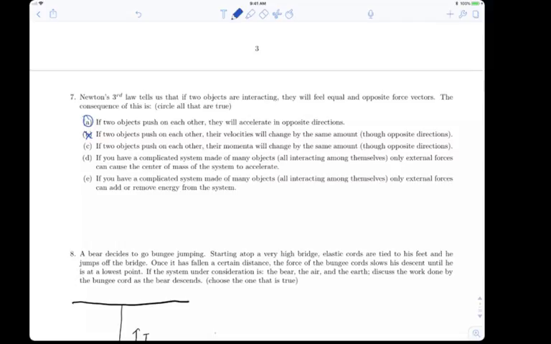Yeah, that's a consequence. If you have a complicated system with many objects, only external forces can cause the center of mass to accelerate. That's true. We didn't really focus on that too much this term, but it's true. It's because internal interactions can't change how the center of mass is moving. If you have a complicated system made of many objects, only external forces can add or remove energy from the system.